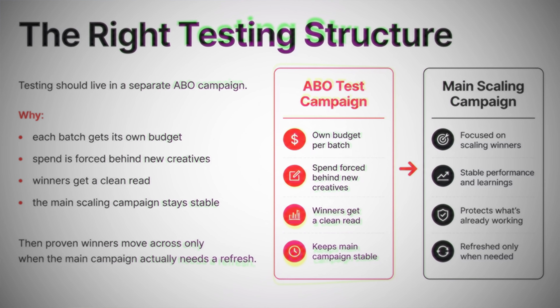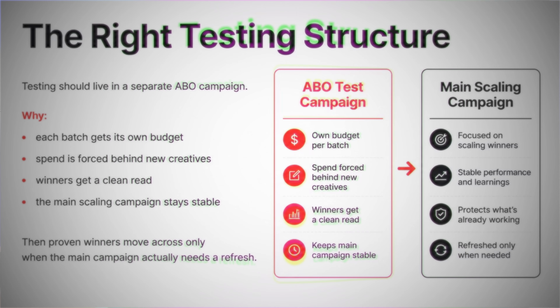The fix is simple. Testing lives in a separate ABO campaign, not in your main one. You put a new batch of creatives in its own ad set with its own budget. You force spend behind them so you can actually read whether they're working. You do that for several batches, a few rounds, until you've got a clear view of winners across those batches. Then, only when your main campaign is fatiguing or you're seeing diminishing returns on it, that's when you move the proven winners across from your test campaign into the main one as a deliberate creative refresh. By that point, the main campaign actually needs fresh creative and the algorithm has space to absorb it and keep scaling. Brands running the one campaign method are paying twice for this.